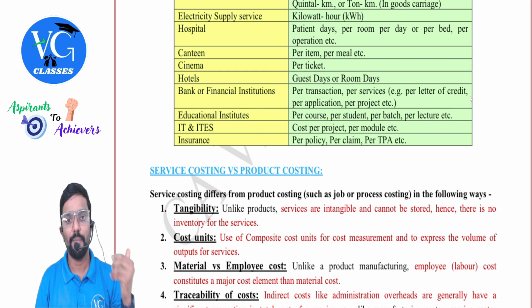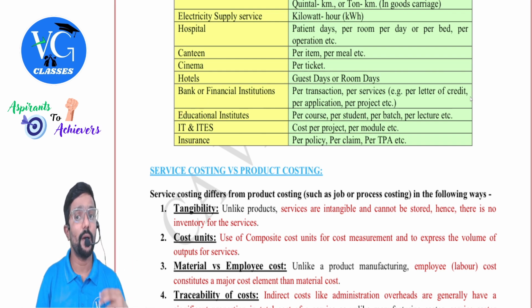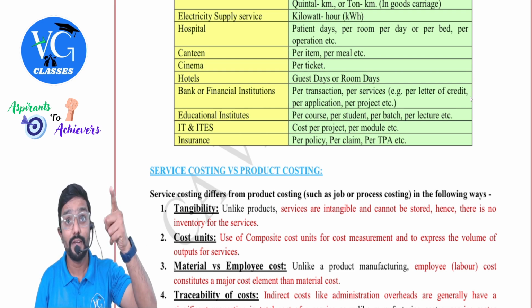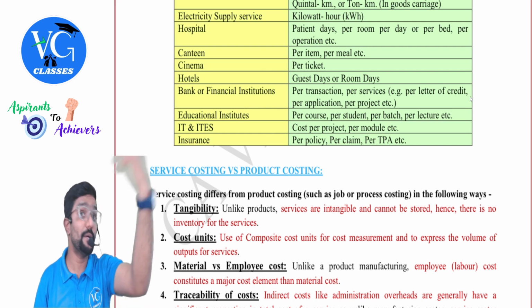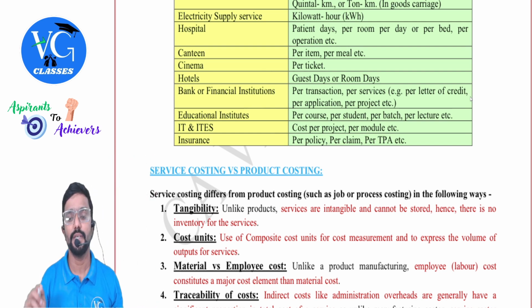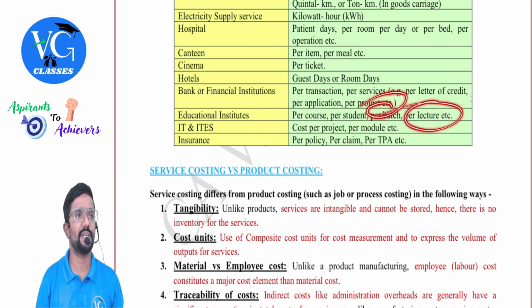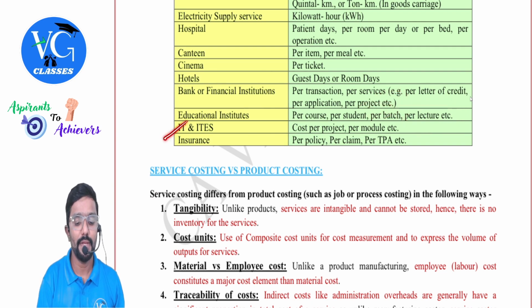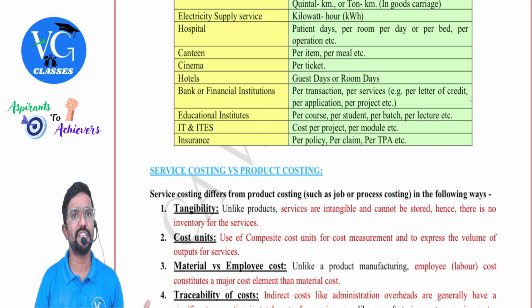Educational institutions, per course or per student per year also. Clear? Yes, sir. Or per student per course, which is composite. Then per batch or per lecture, etc. Then IT and ITES, that is information technology and information technology enabled services. Cost per project or per module. Then the last one is insurance services, per policy or per claim or per third party administration.